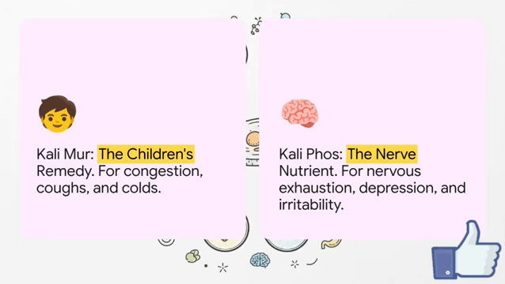On the left, you've got Kali mur. It's nicknamed the children's remedy, and it acts as a blood conditioner for stuff like coughs and colds. But then on the right, Kali phos is totally different. It's the nerve nutrient, and it's for things like nervous exhaustion or irritability. So same family, potassium, but totally different jobs.